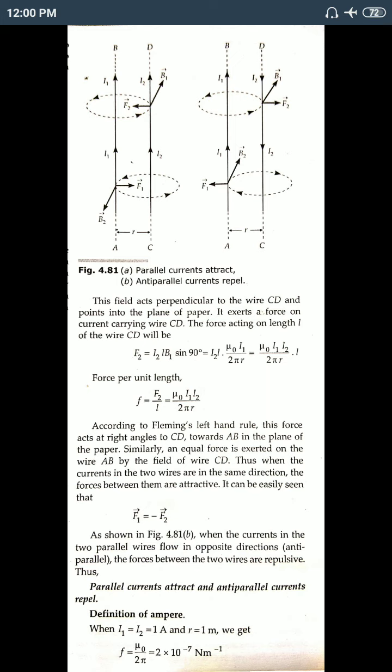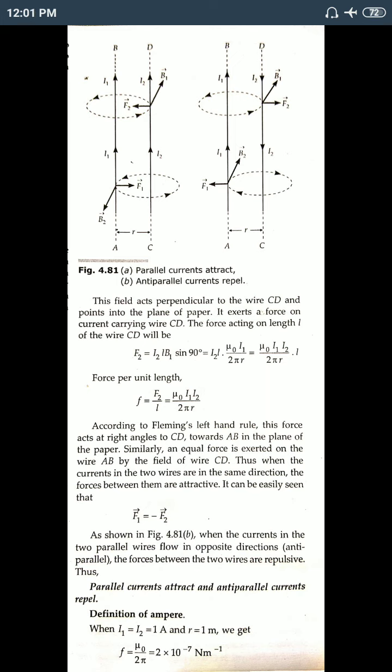If you apply Fleming's left hand rule, you also get this expression, and in this way you can find out the magnitude of the force acting on AB or CD. So from here we can say that whenever the currents in two parallel wires flow in the opposite direction, that means anti-parallel to each other, the forces between the two wires are repulsive. From this diagram we can understand, and mathematically also we can understand.